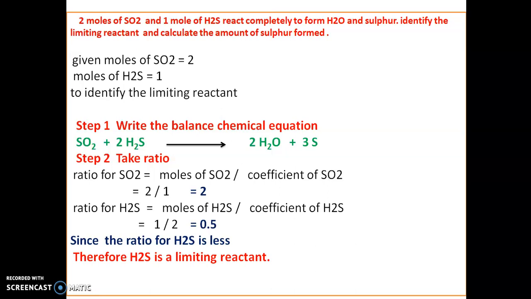2 moles of SO2 and 1 mole of H2S react completely to form H2O and sulfur. Identify the limiting reactant and calculate the amount of sulfur formed. So step 1, you have to first write the balanced equation. After that, take the ratio for SO2 and H2S. So for SO2 we have 2 and H2S 0.5. So H2S has the very small ratio 0.5, hence it becomes the limiting reactant, and SO2 is the excess reagent.